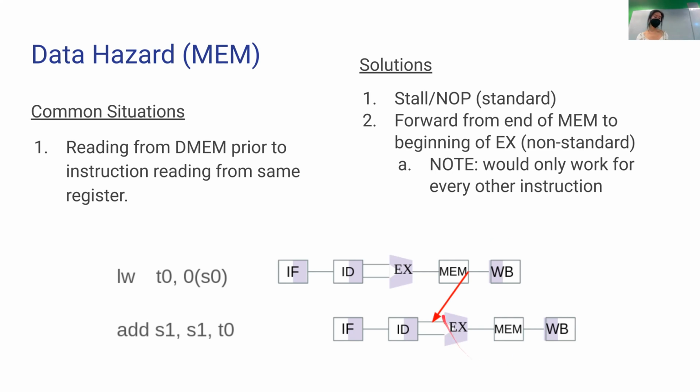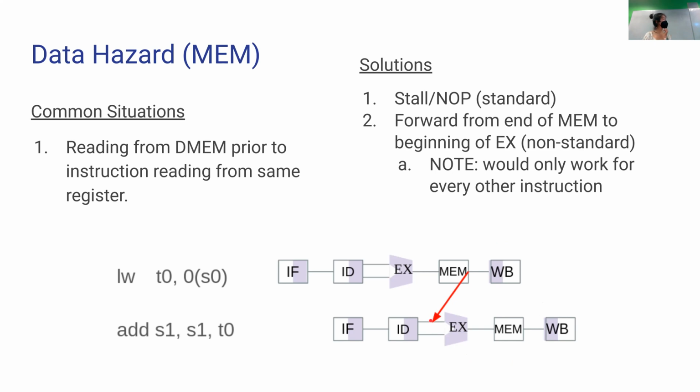Yeah, because right here, memory and execute are happening at the same time. They're happening simultaneously, just for different instructions. And so it wouldn't make sense to rewind, forget everything that happened in the current execute stage, and then forward it backwards, because that's, again, delaying the pipeline.